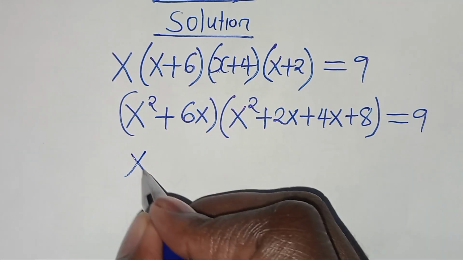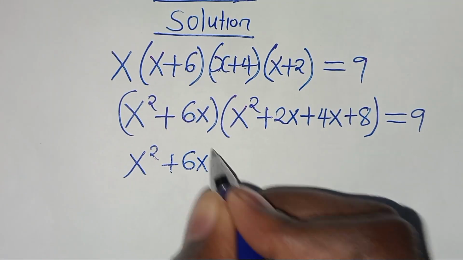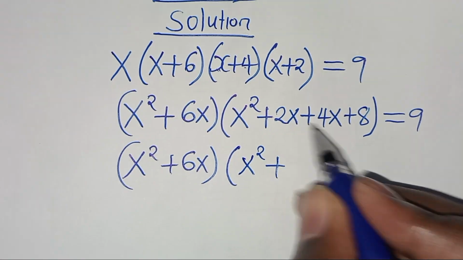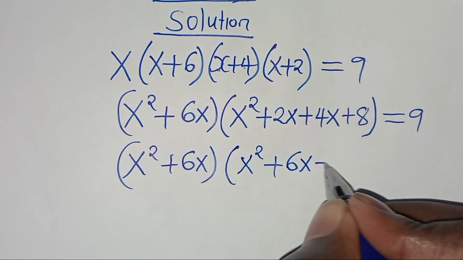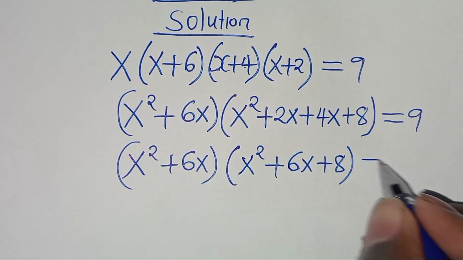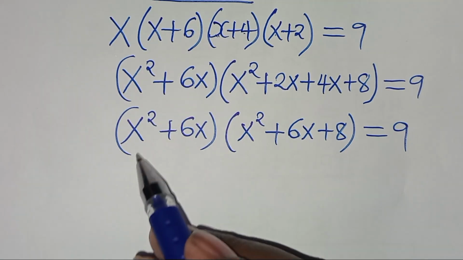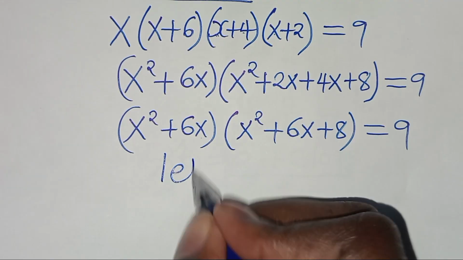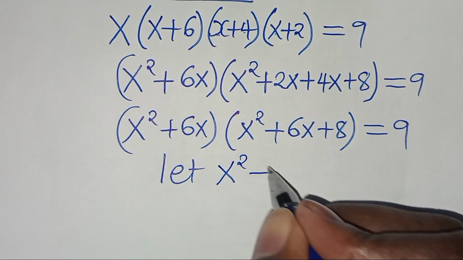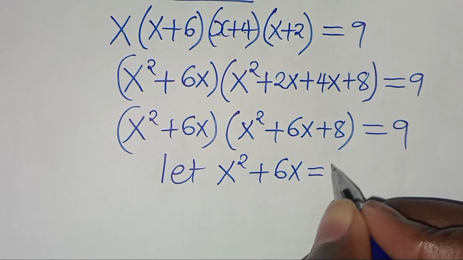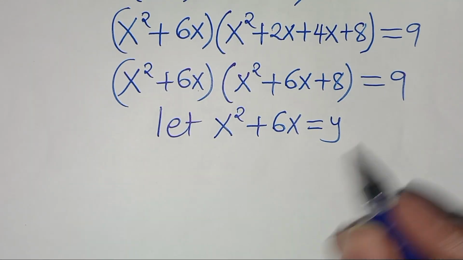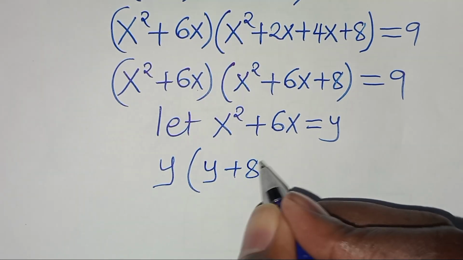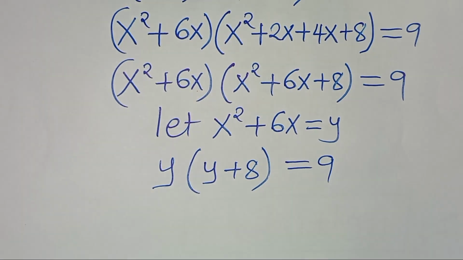The next step is that we have x squared plus 6x. Then here we have x squared plus 2x plus 4x, this is 6x, plus 8, close the bracket, this is equal to 9. We have x squared plus 6x and we have x squared plus 6x. So we can say let x squared plus 6x be equal to y. Substituting y here, we have y into the parentheses, this is y plus 8, close the bracket, this is equal to 9.